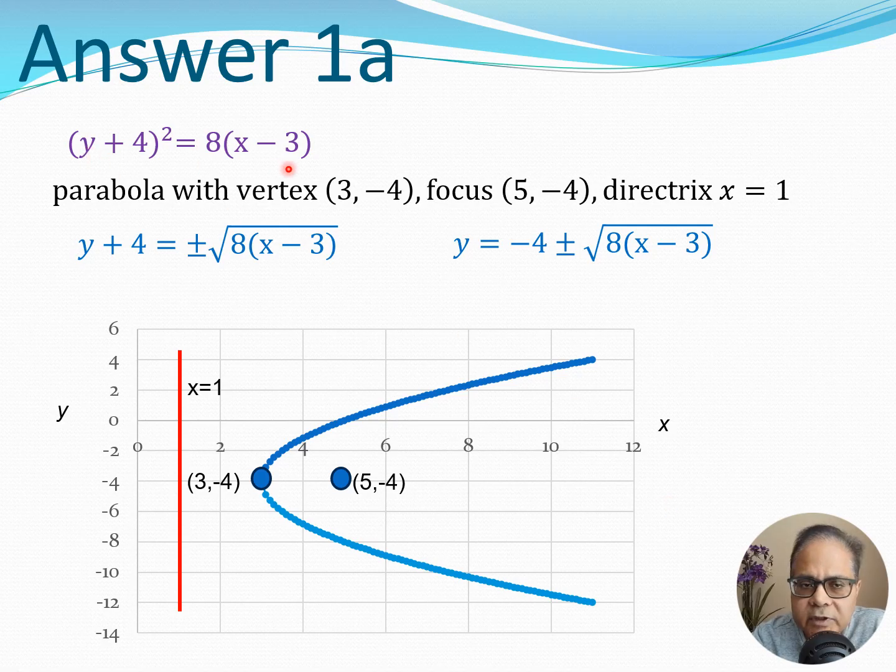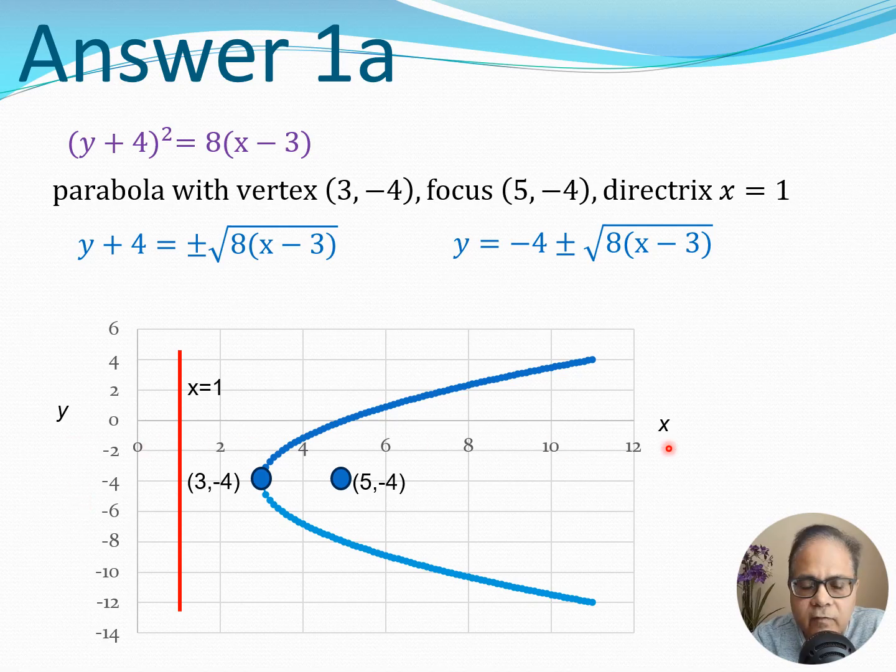So now this is the equation here, and to plot it what we do is that we write it in a form where y equals some function of x. So we can write it as y + 4 = plus minus the square root of 8(x - 3). I have simply taken the square root of both sides of this equation, and the result is this plus minus here, and then I can take the 4 to the right hand side. That becomes y = -4 plus minus the square root of 8(x - 3).